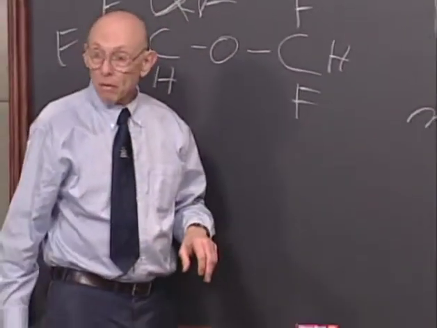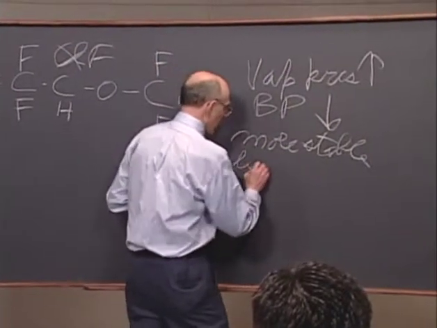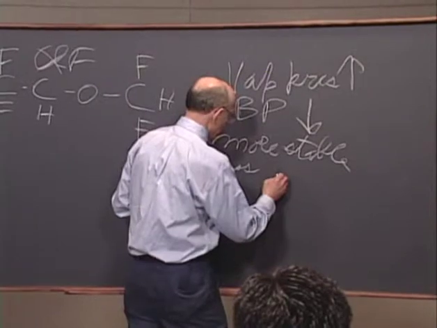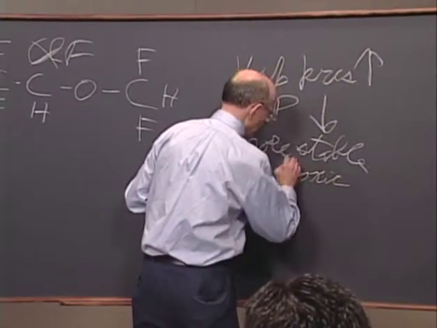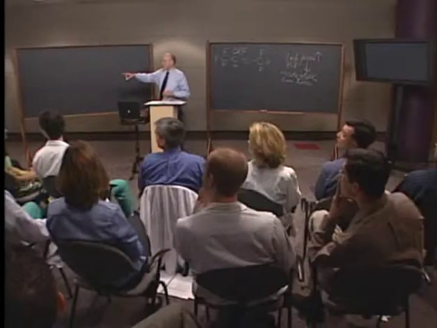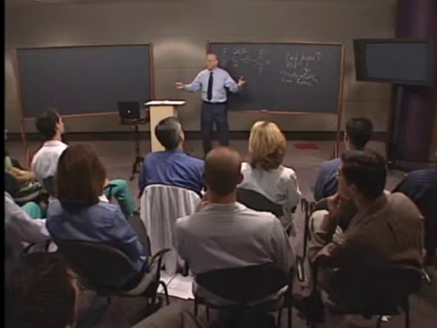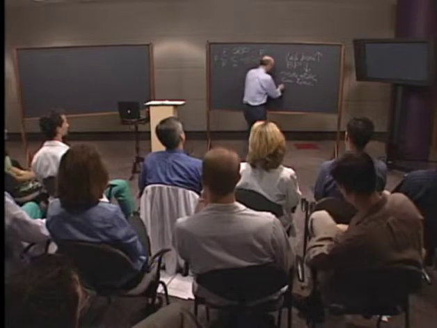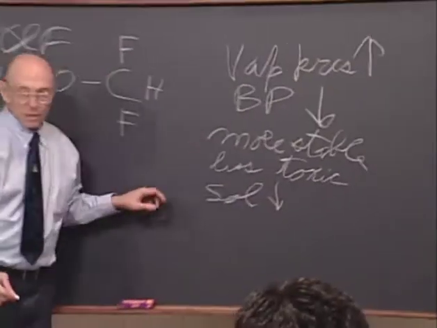And maybe less toxic because of that. And we'll get into that in our discussions of hepatotoxicity and nephrotoxicity. Anything else? Any change in the physical characteristics? Solubility decreases. That was the whole point of this. That was why we changed from chlorine to fluorine. So solubility goes down. Good answer.